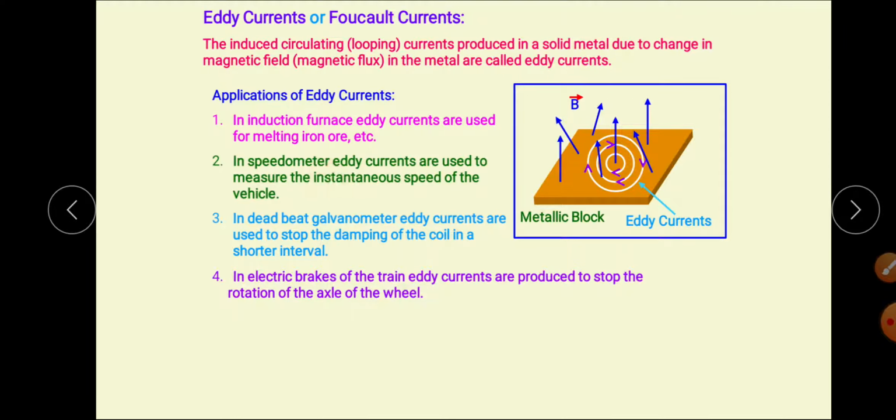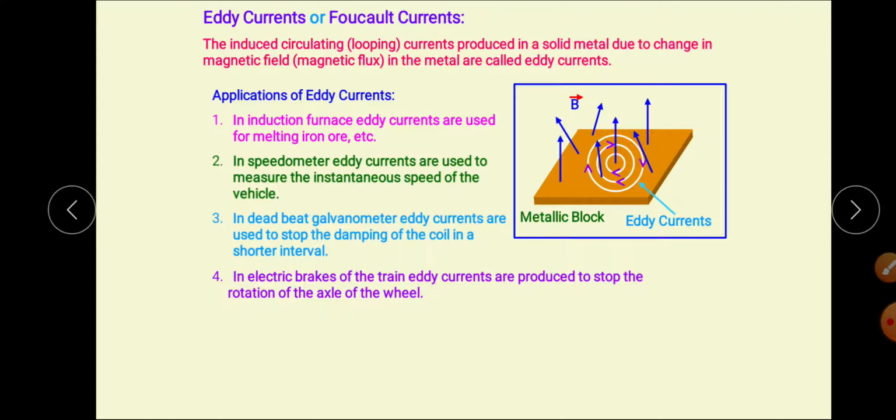Next we have the speedometer, where eddy currents are used to measure the instantaneous speed of the vehicle. Speedometers are in all vehicles, in bikes, cars, everywhere. The speedometers are there, and those speedometers work on the basis of eddy currents.